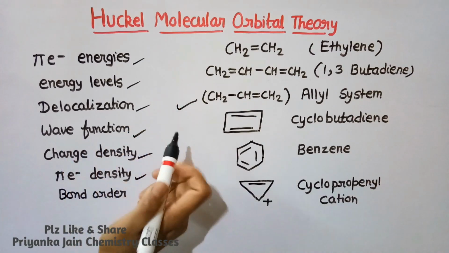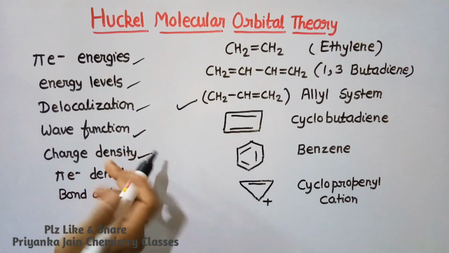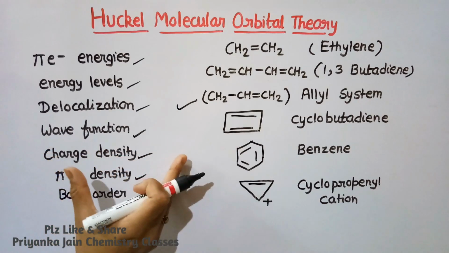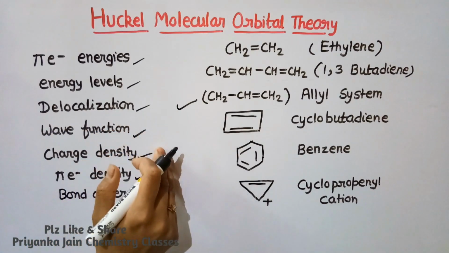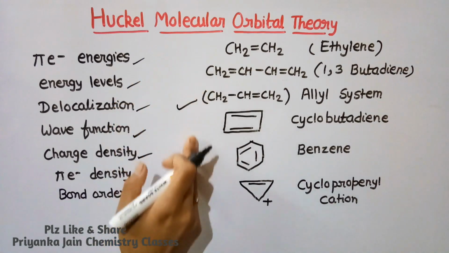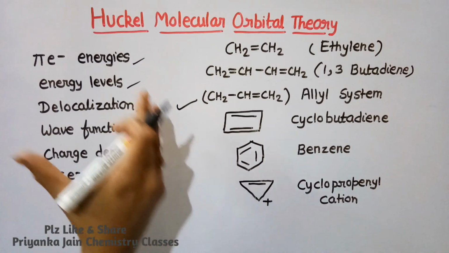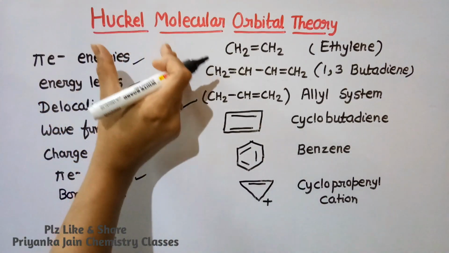Why? Because if we have to find the wave function or the coefficients, we cannot find them by the short tricks. For this we should know the basic concept. So we will see both things one by one with the help of examples. Firstly we have to see the basic assumptions that were made in the HMO, the basic assumptions made by Huckel.